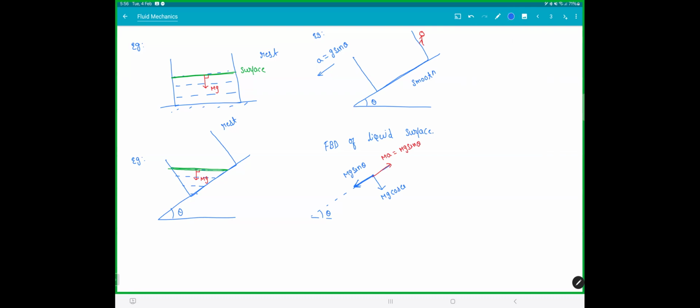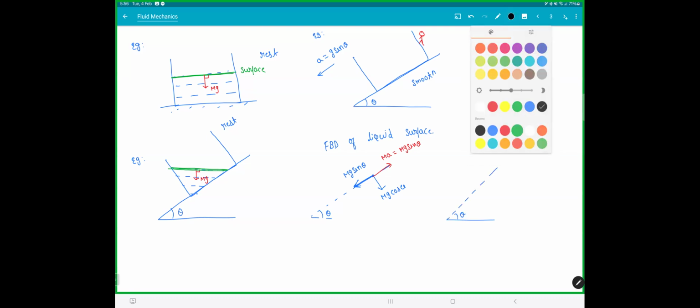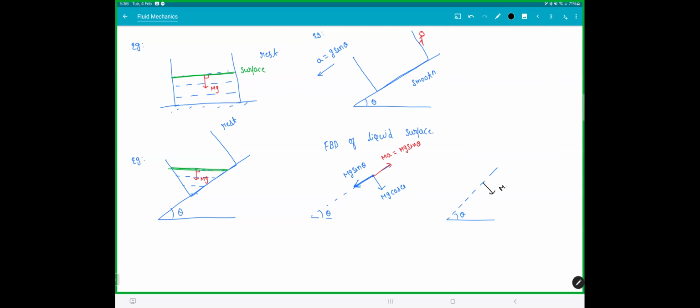So if you calculate the net force, the mg sine theta component cancels, and you'll be only left with mg cos theta. There, this is the net force on the liquid surface. So your liquid will look like this. The liquid will be parallel to the incline, and the liquid will think the net force is mg cos theta.